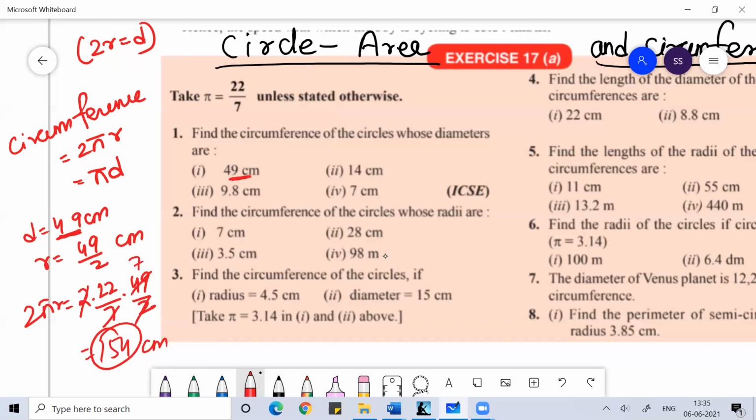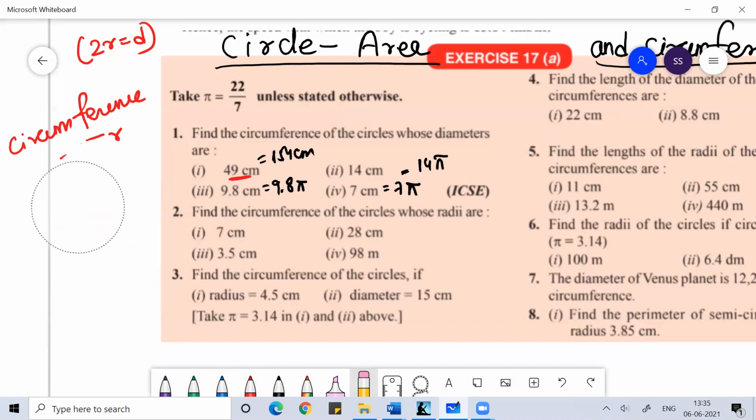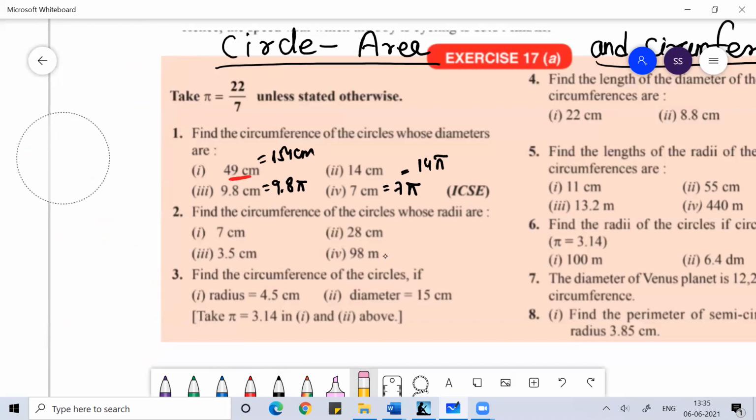Yes, sir. Imagine if they had asked us to write the answer directly in terms of pi, then the answers would have been 14 pi, 9.8 pi, 7 pi. But they want us to solve it, so we put the value of pi, which is 22 by 7. The second one, if you multiply this with 22 by 7, we'll get 44 centimeter.